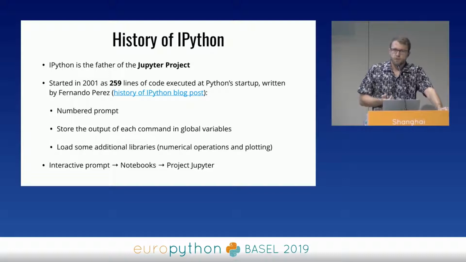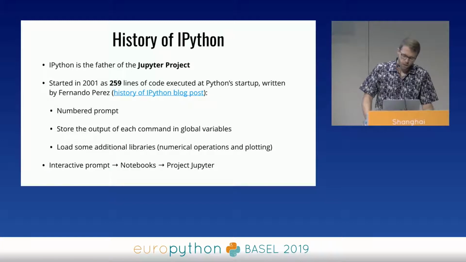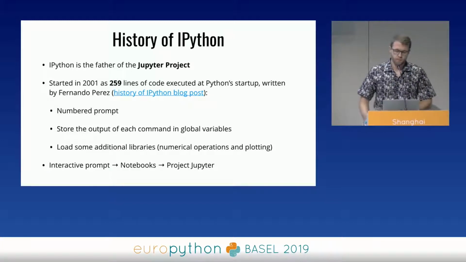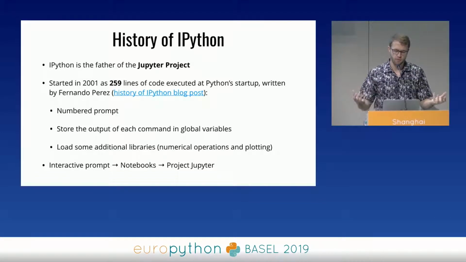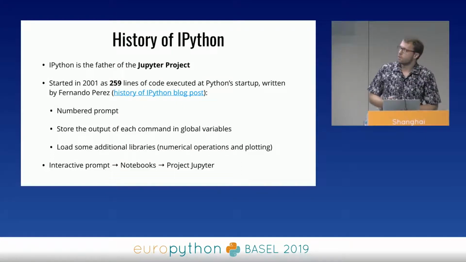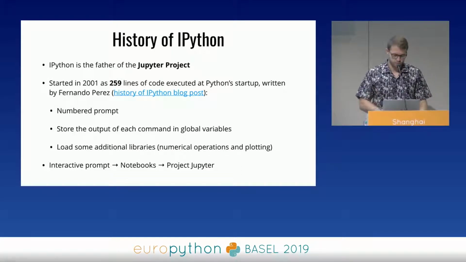So it's been around for over 18 years. Initially, it was just an interactive prompt for Python. Later, it was turned into IPython notebooks to make data analysis easier. Then Project Jupyter was born. The idea behind it was to decouple the notebook part from the engine part, so people could use the notebooks with different programming languages. Today, Project Jupyter is probably the most well-known form of IPython.